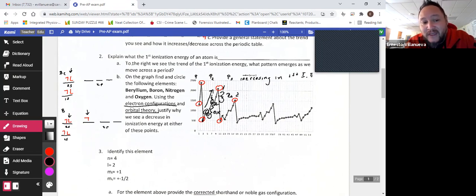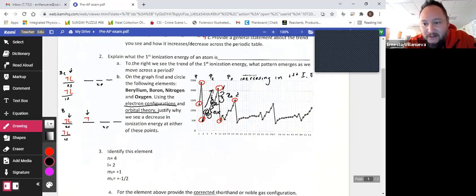And that right there is the reason we see a slight drop in ionization energy, because the atom is not going to fight as hard to keep that one extra electron in an almost totally empty 2p orbital. Just take it. I'd rather have a nice full 2s and not worry about that extra one.